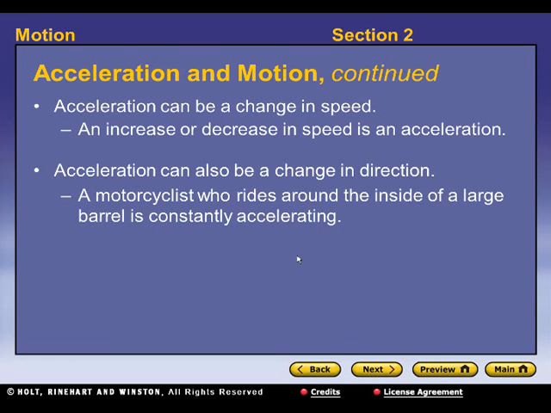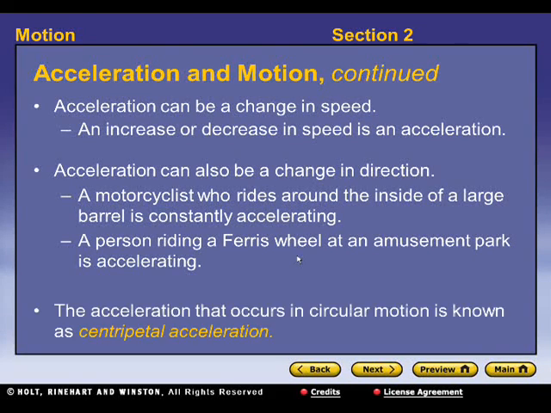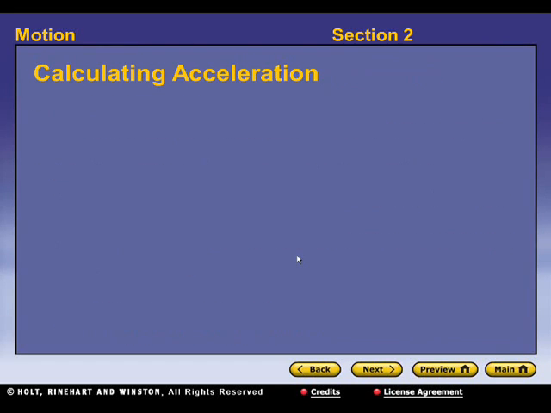So like a motorcyclist who rides around the inside of a large barrel. If you've seen those big cages where the motorcyclist rides around inside the cage, up and down and all around, in like a circus atmosphere. Even though the motorcycle is going at a certain speed, its direction is changing, so it is accelerating. Riding on a Ferris wheel, again, because your direction is changing, not just your speed. And acceleration that occurs in circular motion is called centripetal acceleration. That's always directed inward toward the center of the circle.